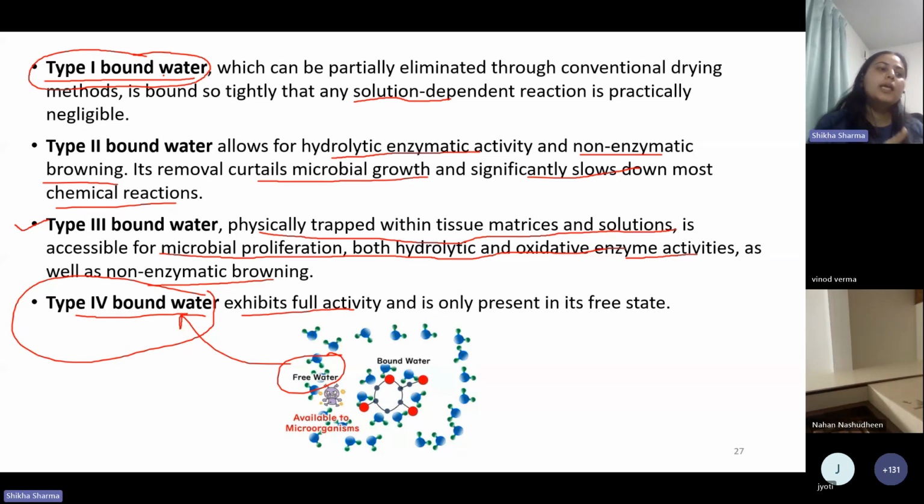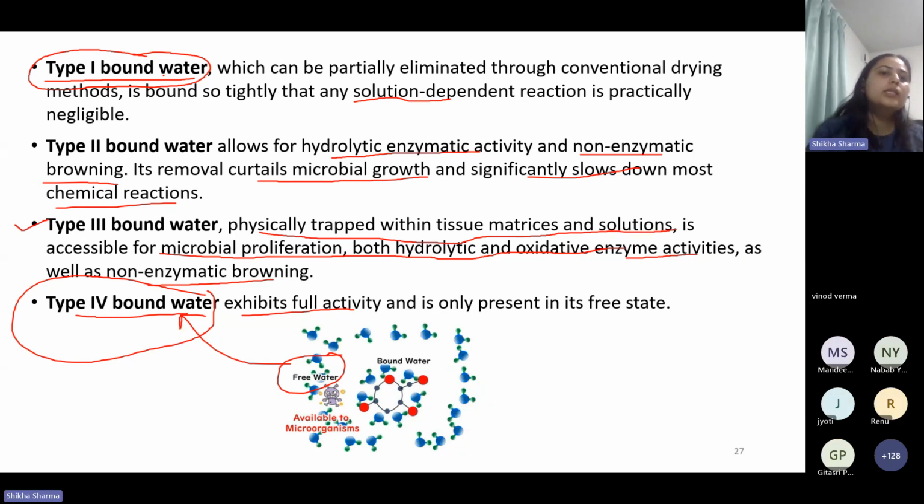Okay, but to which extent? So the closest layer will be the type 1 bound water. After that, the type 2, type 3, and type 4. Type 4 is not just free. It is also considered a bound kind of form, like an oil-to-water emulsion. Yes, but it's in free form.